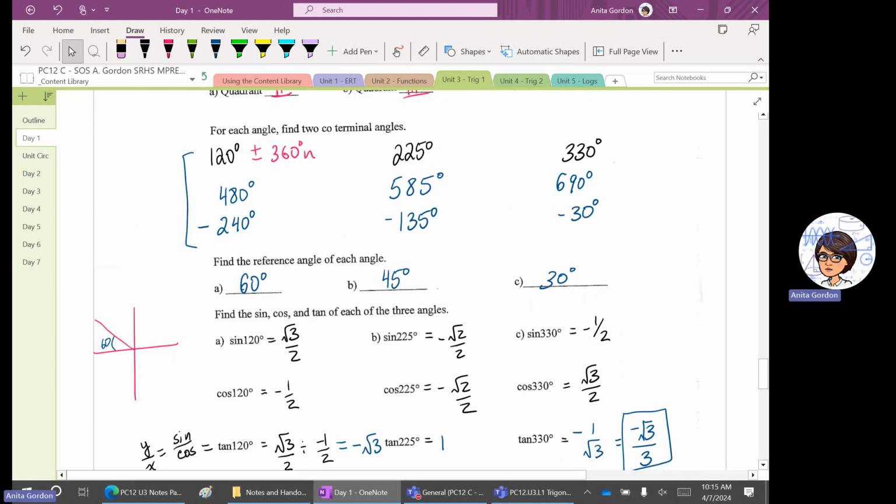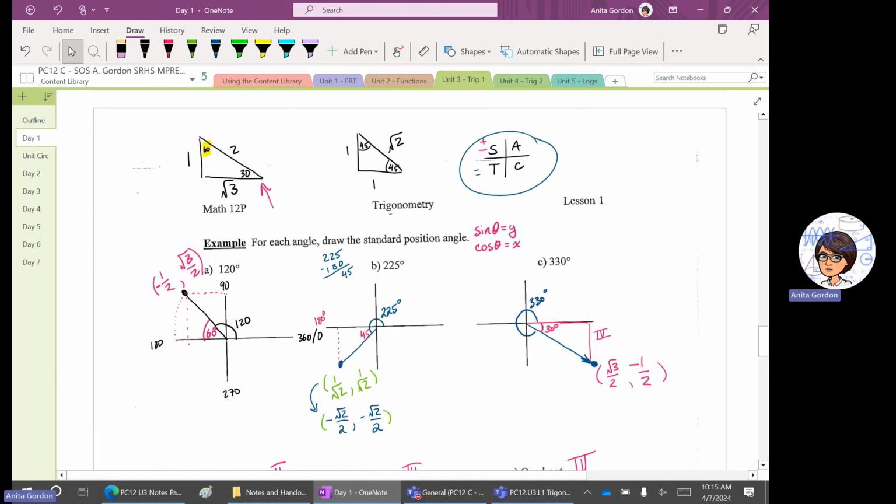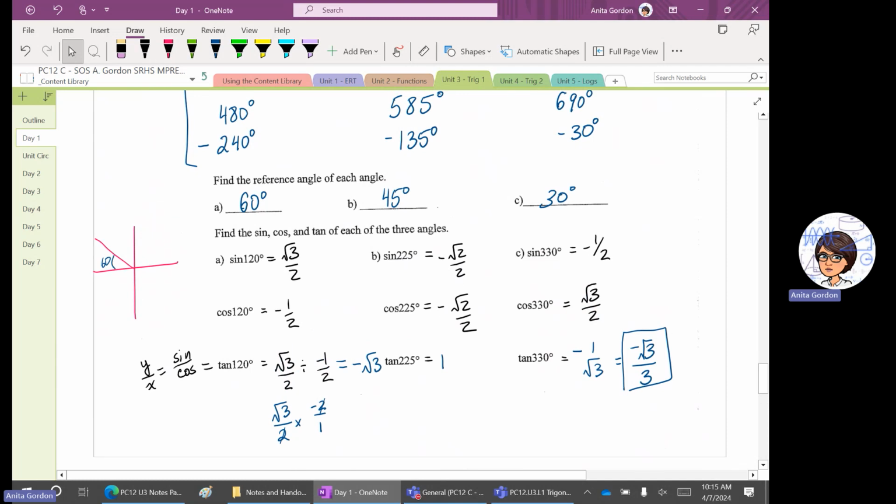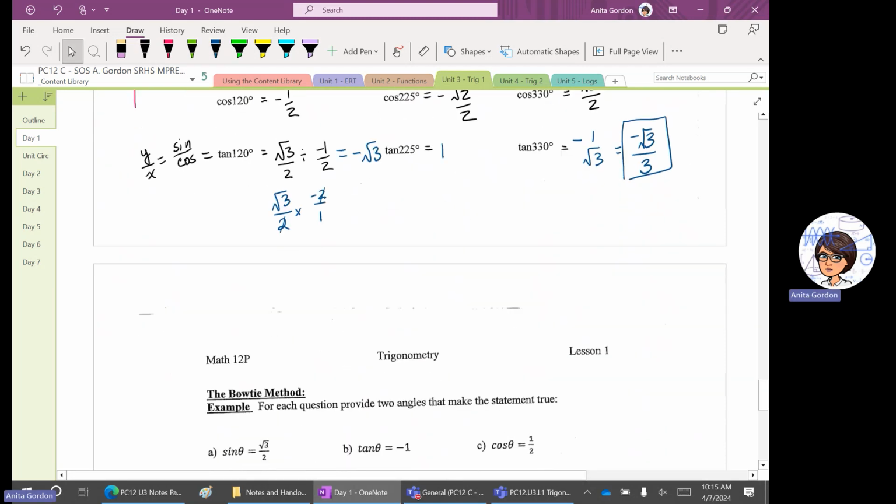Okay, so we are using essentially SOHCAHTOA with two special triangles. As long as you can figure out where on the coordinate plane the given angle is, you can find the reference angle, use special triangles to find out what are the coordinates or what are the ratios for sine, cos, and tan, and you can use the cast method to figure out whether it is positive or negative. That's kind of the gist of that.